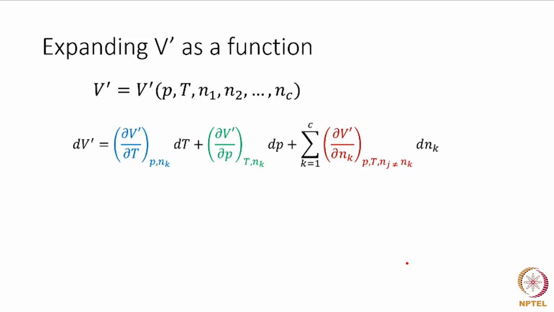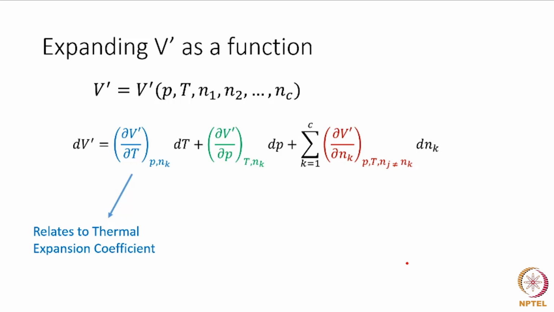dV prime is equal to dou V prime by dou T, keeping pressure and number of moles constant, into the differential dT, plus dou V prime by dou P, keeping temperature and number of moles constant, into dP, plus a summation of terms, each term for each constituent, dou V by dou N, keeping pressure and temperature constant, and all other moles constant except the one for which the subscript is given, into dN of the constituent under the term. And this helps us in expanding this dV prime relating to physical parameters.